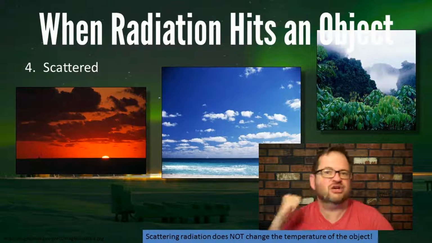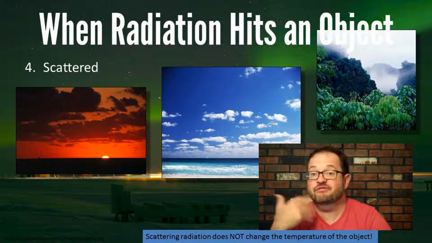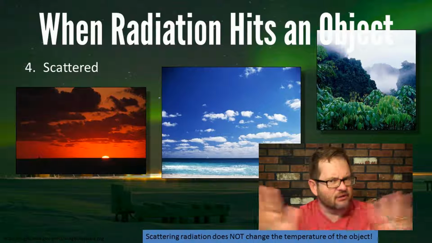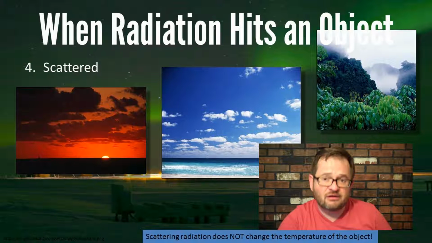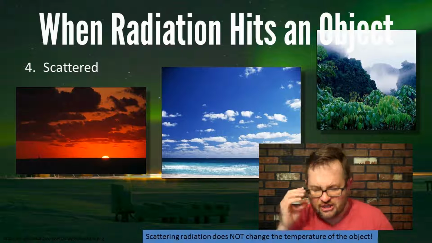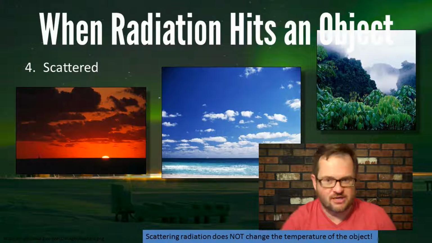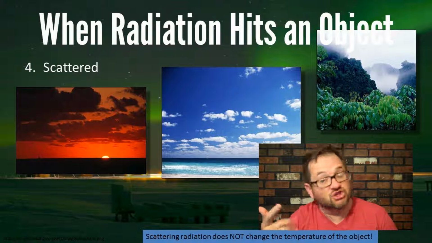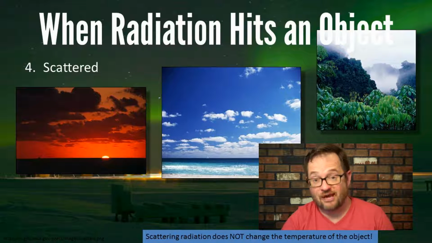It didn't go back in the direction from which it came, like when you reflect radiation. It can go in a new direction, not necessarily back. But otherwise, other than that, it's very similar. And just like reflection, scattering doesn't stop the radiation, it just sends it off in a new direction. And just like reflection, scattering doesn't change the temperature of the object doing the scattering.